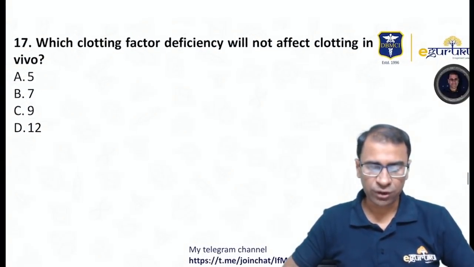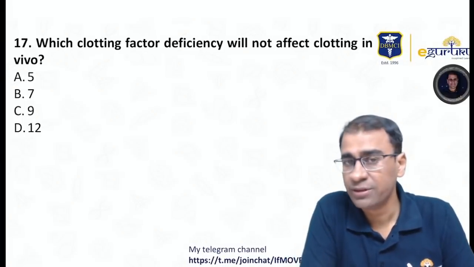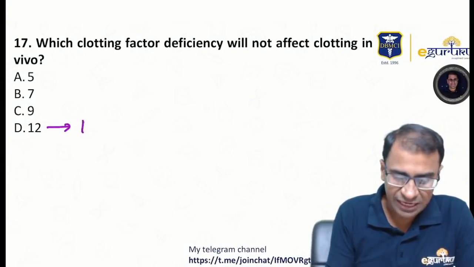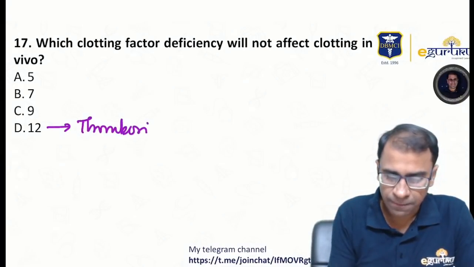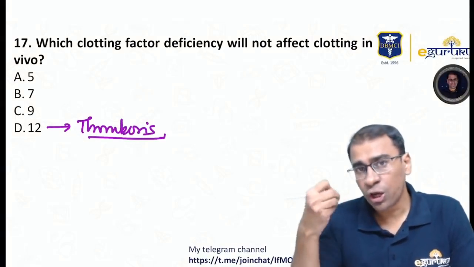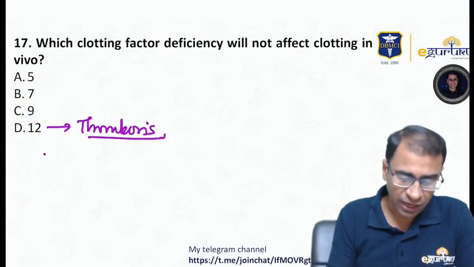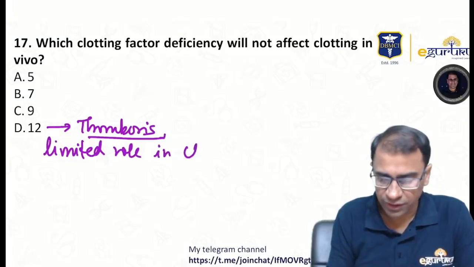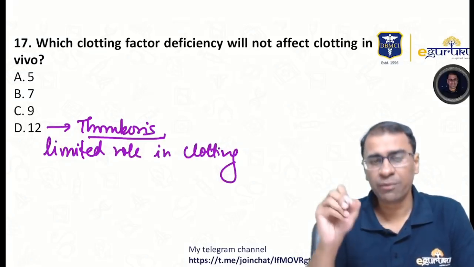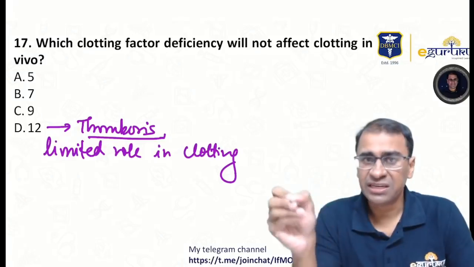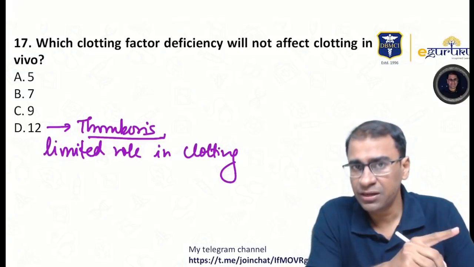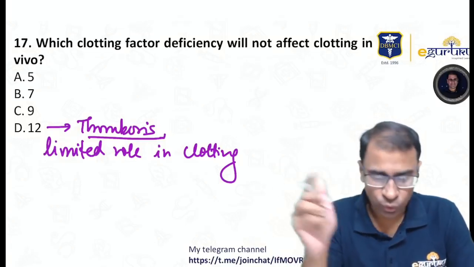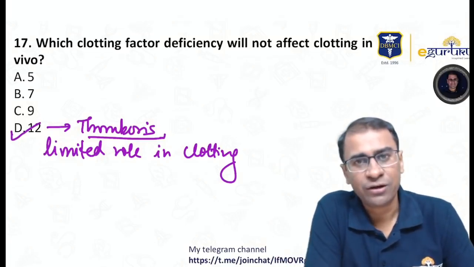Okay. Which clotting factor deficiency will not affect clotting? Remember this unique fact that factor 12 deficiency leads to thrombosis. In fact, it has a very limited role in clotting. And therefore, if you remember, the 12 deficiency neither causes increase in the APTT nor causes increase in the PT, either of them. So the answer is factor 12.